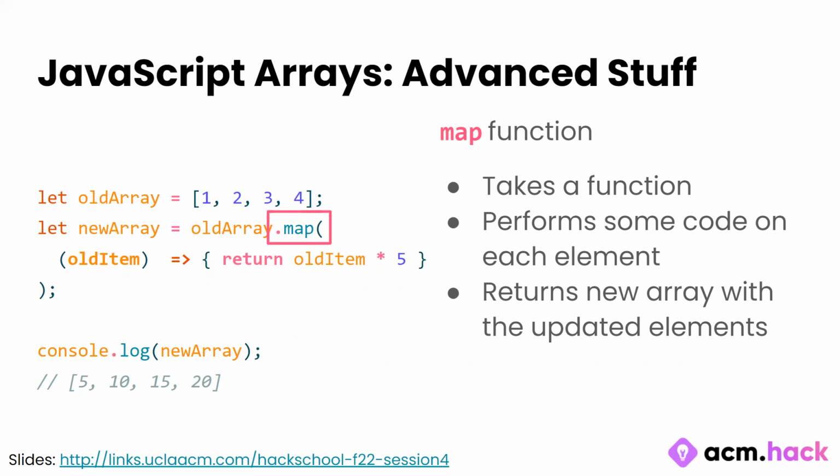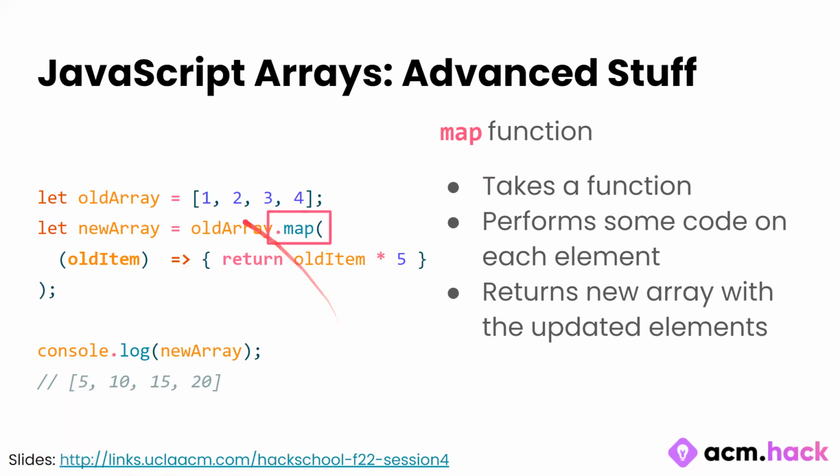So if you can imagine, this .map calls this function on every item in this array. For the first iteration, it calls this function on 1. So old item in the first iteration is 1, and it returns old item multiplied by 5. 1 times 5 is 5. When it returns it, it puts it into the new array, which is why we have 5 here.